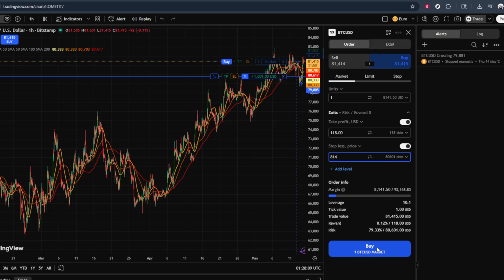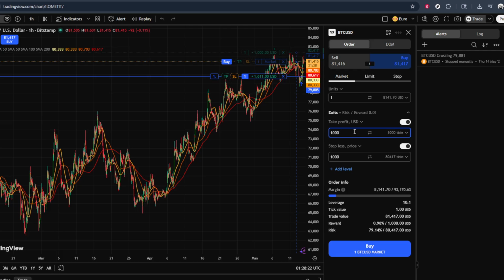For the take profit, enter the price at which you'd like the trade to automatically close in your favor. This should be based on your analysis, such as a key resistance level, a previous swing high, or a target from your strategy. For the stop loss, type in the price where you're willing to accept a loss and exit the trade if the market moves against you. This might be below a support level, beyond a recent low or high, or at a specific percentage loss you're comfortable with.